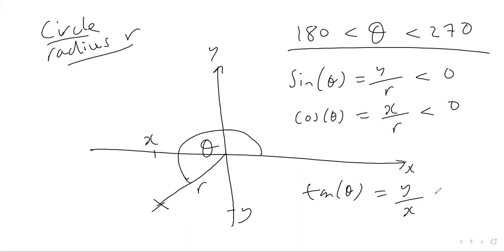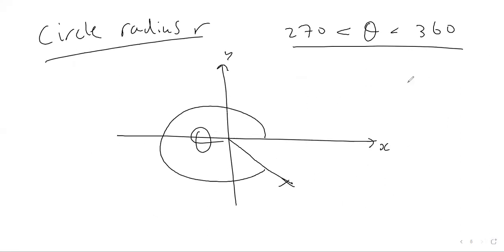So y divided by x is positive. Specifically when your theta is between 180 and 270, tan will be positive, but sin and cos will be negative. And the last example is when your angle is this big reflex angle, 270 up to 360. So again, you've got a positive x value on this coordinate there. You've got a negative y value here.